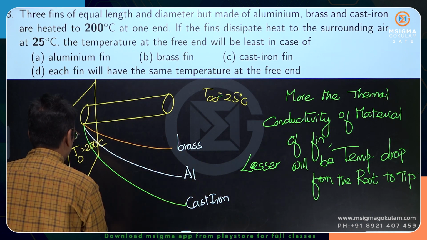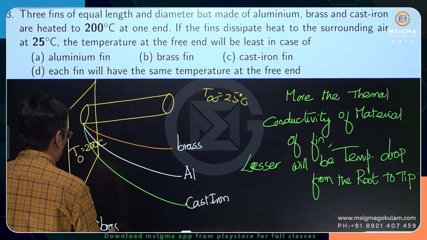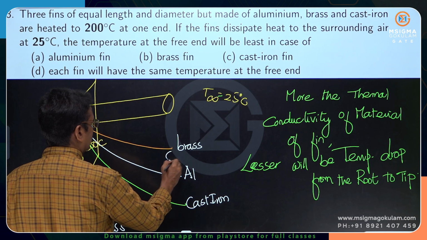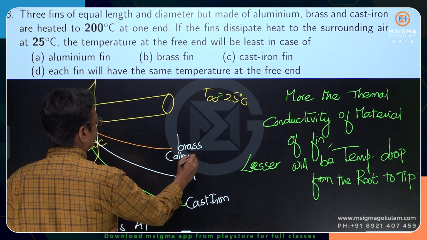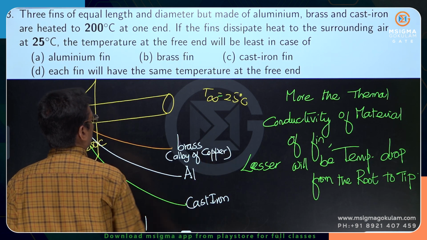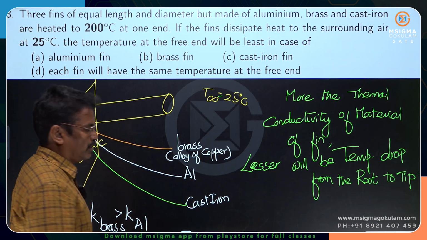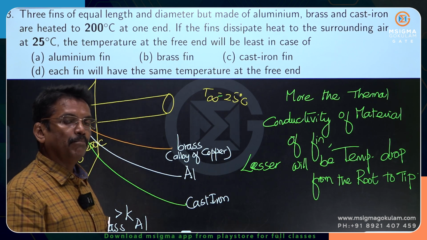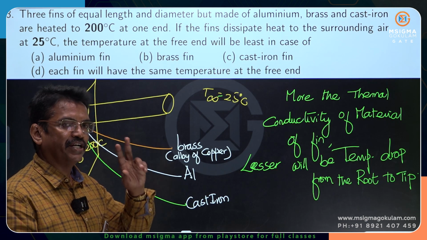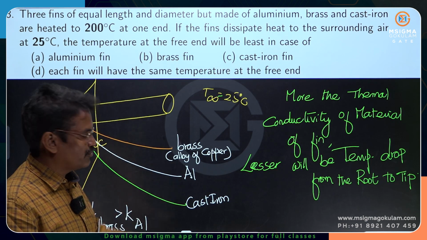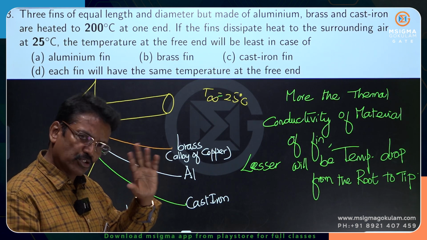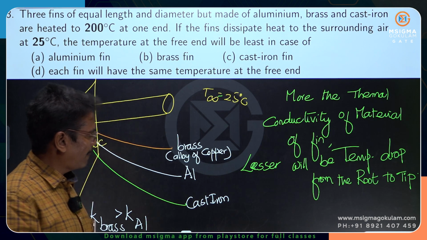K of the brass. Brass is an alloy of copper. Brass and bronze are all alloys of copper, therefore they will have more thermal conductivity than aluminum. Pure copper has a conductivity of around 390, aluminum has 200, and cast iron has 50 watt per meter Kelvin. You can have a rough idea about which has more and which has less.